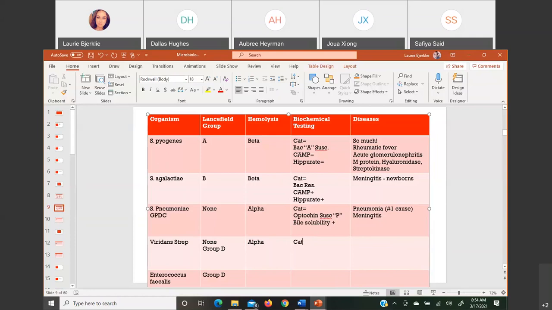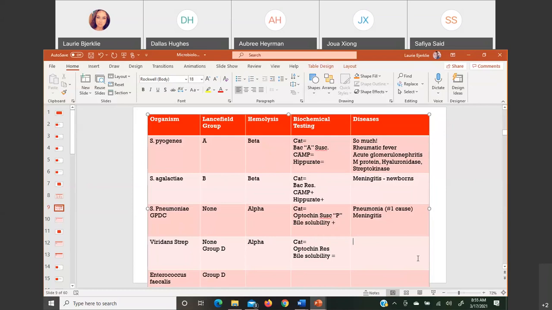So we're going to run those same tests that we ran on strep pneumoniae. So it's still catalase negative because they're strep. If we did the optochin, what is our optochin result here? Yes, it is resistant. Good. And if you ran the bile solubility, what would your result be there? Yes, negative. So you can see right there, those tests will help separate between the alpha hemolytic streps, or at least all these other little streps, from strep pneumoniae, which is a big pathogen.